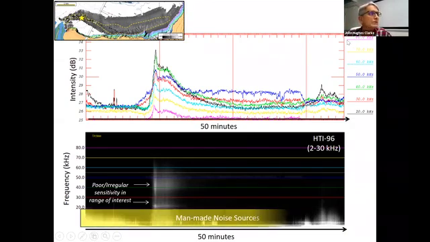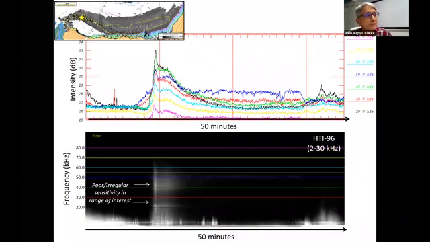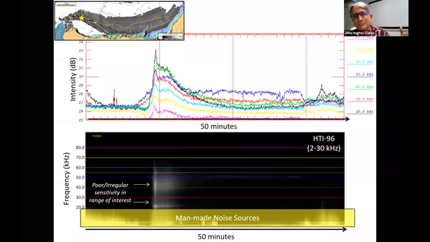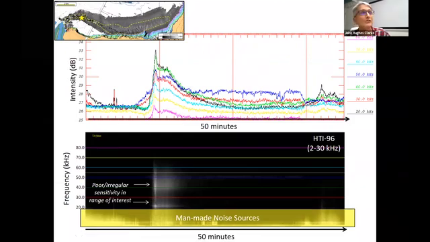But notice, of course, the man-made noise sources. But we can ignore everything below 20 kilohertz now because we've got higher frequencies. And you'll notice the only thing that shows up at higher frequencies is the turbidity current. So it's really nice, other than you have to log a lot more.